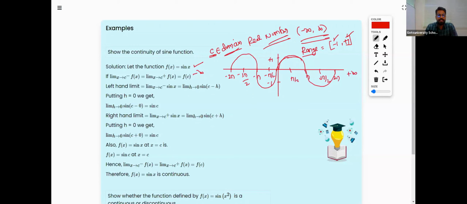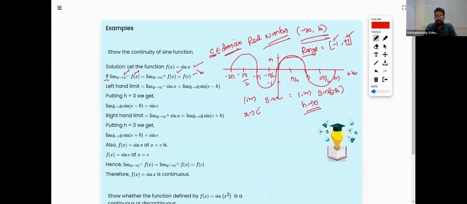Now, how do you understand the limit of this, if you want to apply it? This is nothing but the left hand limit, right? So C is a random real number. The left hand limit and right hand limit should both be equal to the value at C. That's the first thing we are checking. The left hand limit is limit of x approaches C minus of sine x, which is equal to limit of h approaches 0 of sine of C minus h. That is, you are subtracting h from C on the left hand side, and you are moving towards C by making h approach 0.